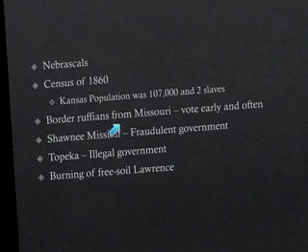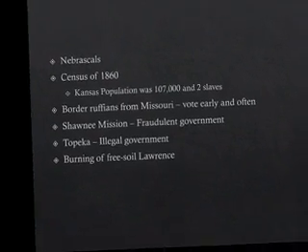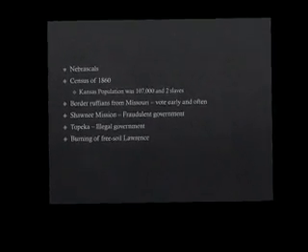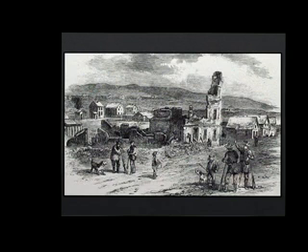And the border ruffians from Missouri, the ones that crossed over into Kansas, voted early and voted often in order to make Kansas a slave state. There's the Shawnee Mission, the fraudulent and illegal government, the government of Topeka, and the free soilers of Lawrence. Just a whole bunch of themes here on pages 398 through 400. Please spend some time looking at those.